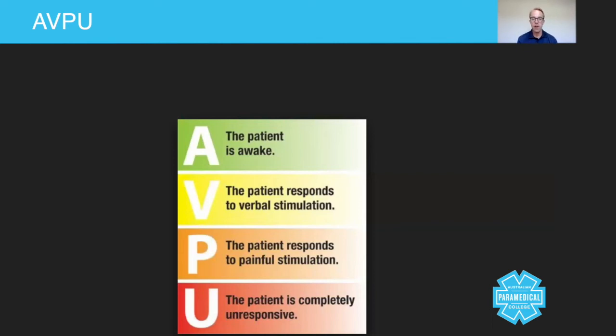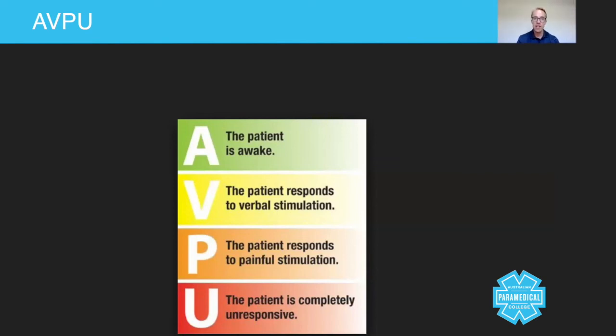Unresponsive. So you arrive, hello, ambulance, can you hear me? No response, they're not awake or alert. They're not responding to voice. You give them a gentle pressure. Hello, can you hear me? No pressure response. And then if they're not responding to any of those things, then they're considered to be unresponsive.